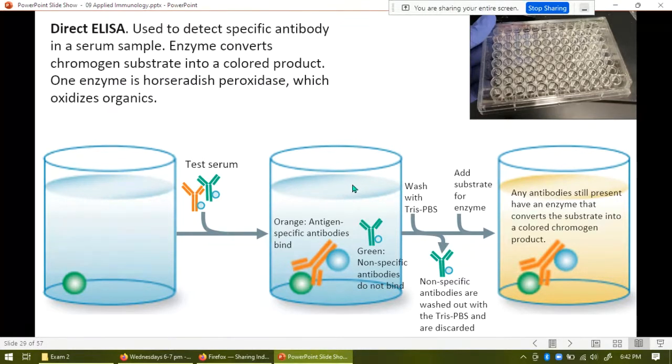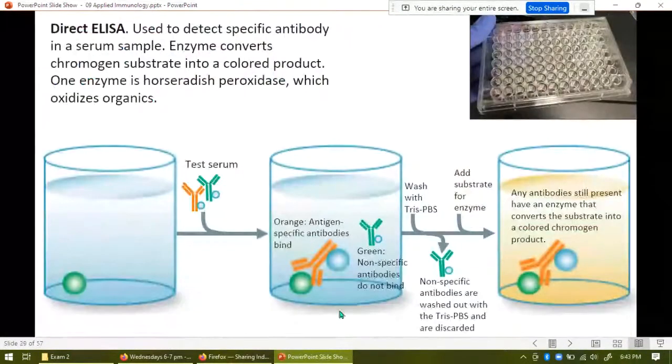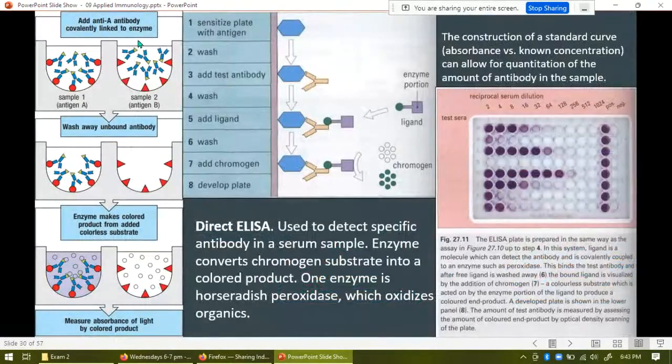So that is the direct ELISA. Here's another slide showing you the direct ELISA. If you don't like that previous view, I think this is a pretty simple way of depicting it. But Janeway, of course, has a more complicated way of doing things. Janeway indicates to us that we can measure the absorbance of light by the colored product, and that can actually quantify how much of the antibody we have in the sample based on known standards.